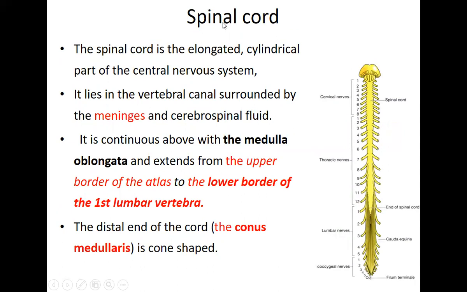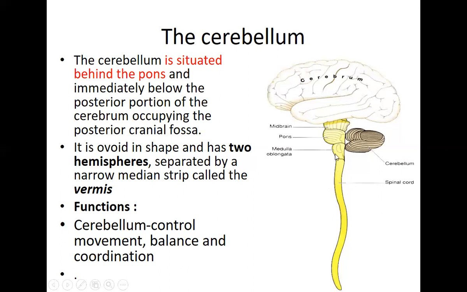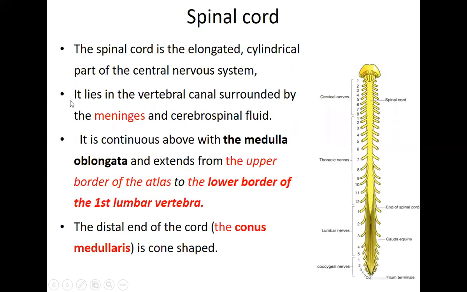Finally, coming to the spinal cord. It is a long structure that continues from the brain stem. If you see here, the brain stem, which comprises midbrain, pons, and medulla oblongata. Below is the spinal cord. So the spinal cord is an extended portion from the medulla oblongata. The spinal cord is an elongated, cylindrical part of the central nervous system.